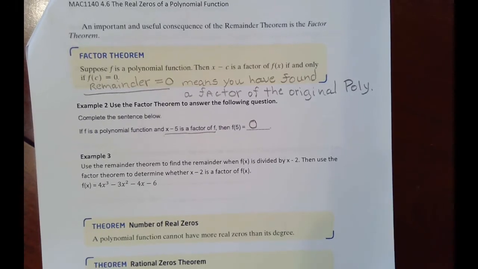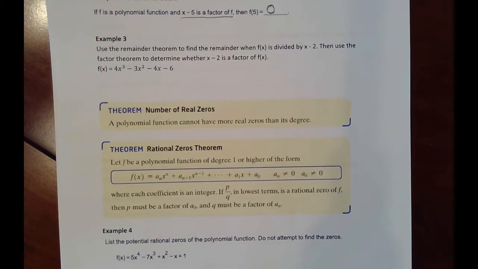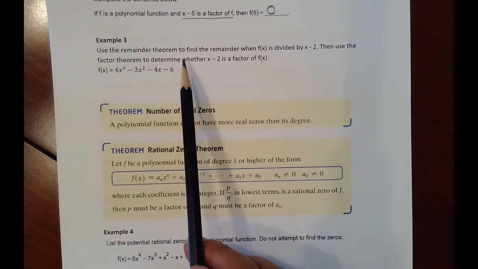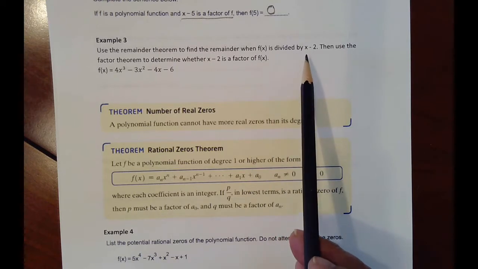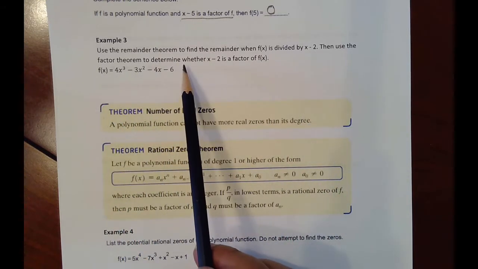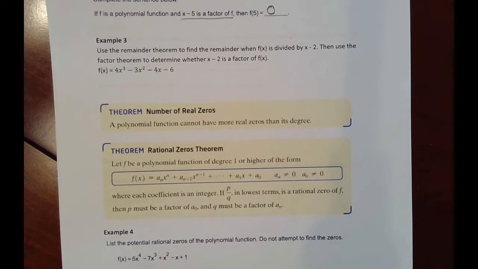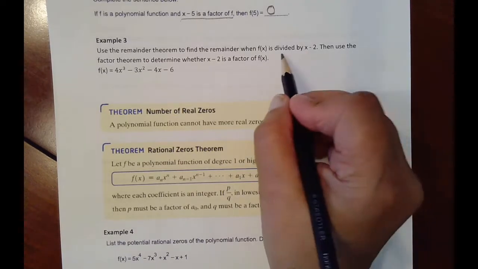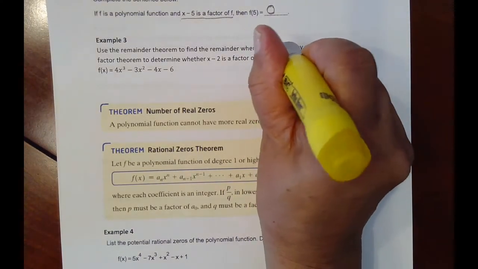Now we're going to actually get a chance to use the theorem in example 3. So it says, use the remainder theorem to find the remainder when f of x is divided by x minus 2. Then use the factor theorem to determine whether x minus 2 is a factor of f of x. Okay, so it says that we are dividing by x minus 2.